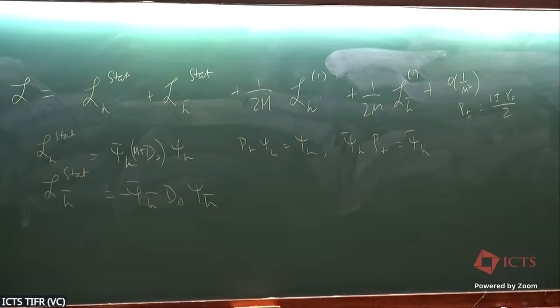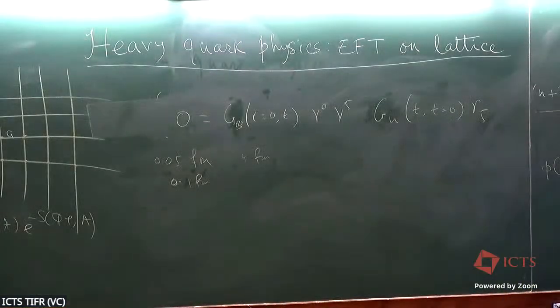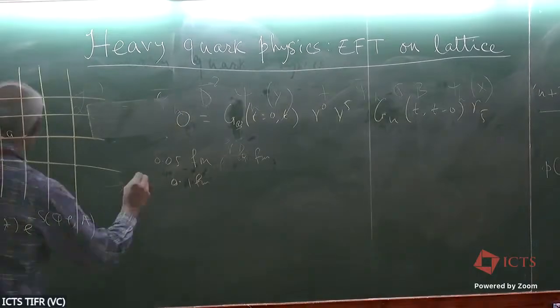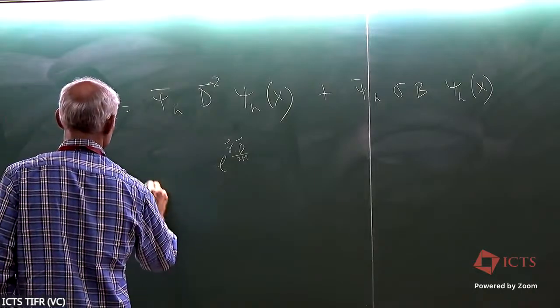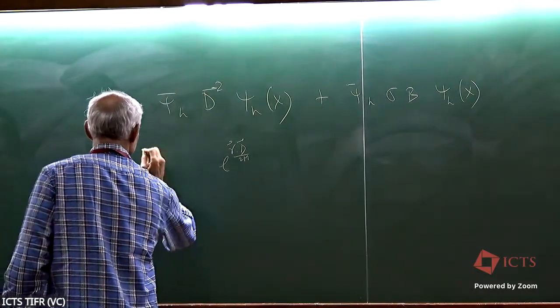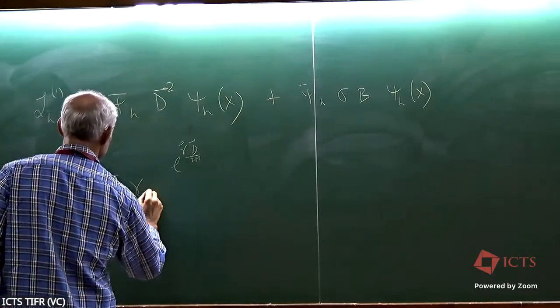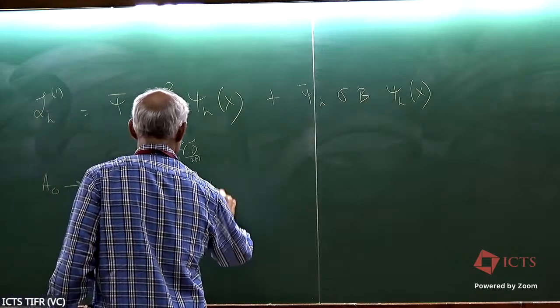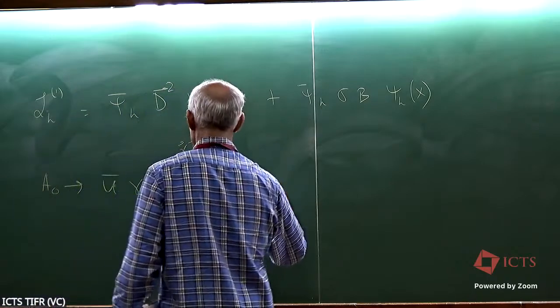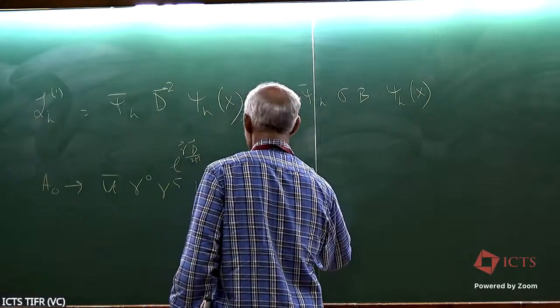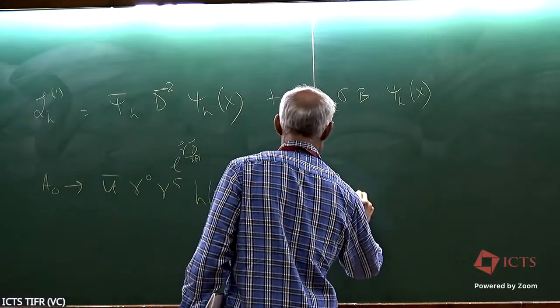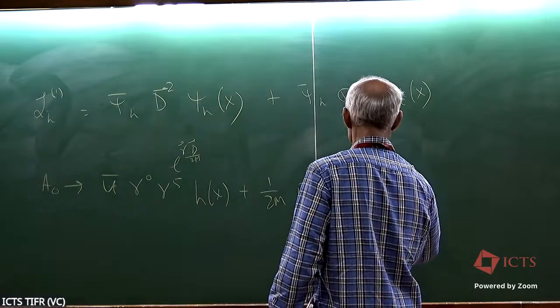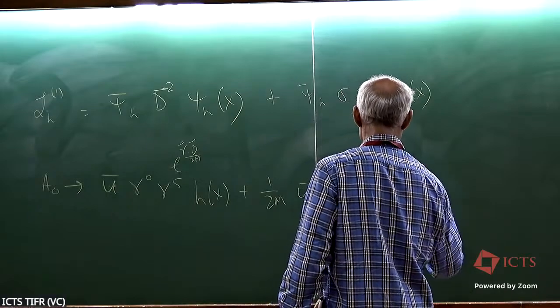I just wanted to say, in exactly the same language, what the leading correction to the A0 term will be. So when you look at this correction, you know that the A0 will go to, again, u bar gamma 0 gamma 5 h of x, and then plus 1 over 2m u bar gamma 0 gamma 5 gamma dot D.